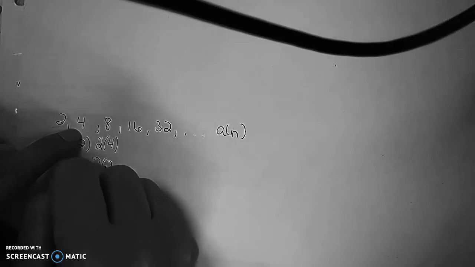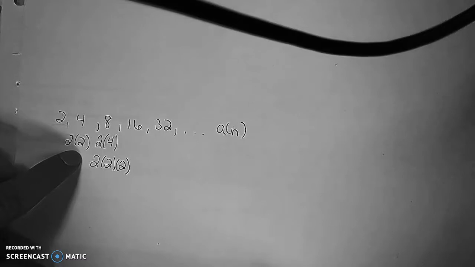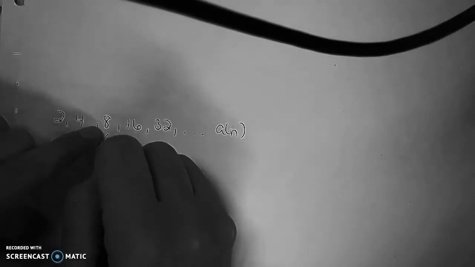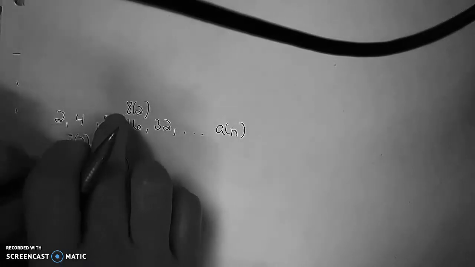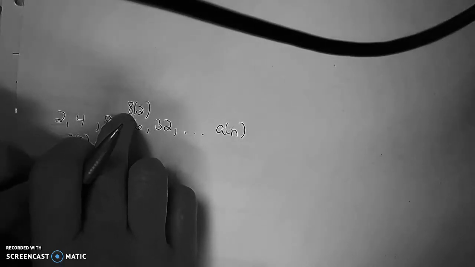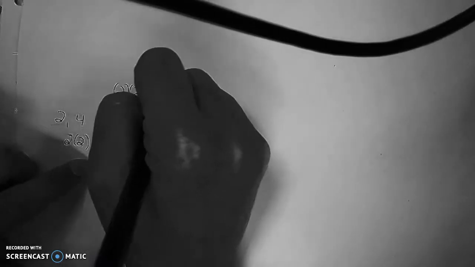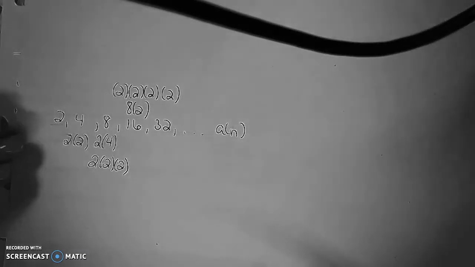We took 4, and it was 2 times 2. Okay, let's go to 16. How did we get 16? We took 8 and multiplied it by 2. Well, how did you get 8? It was 2 times 2 times 2 times 2. Okay, so I want you to hold that thought for just a second.